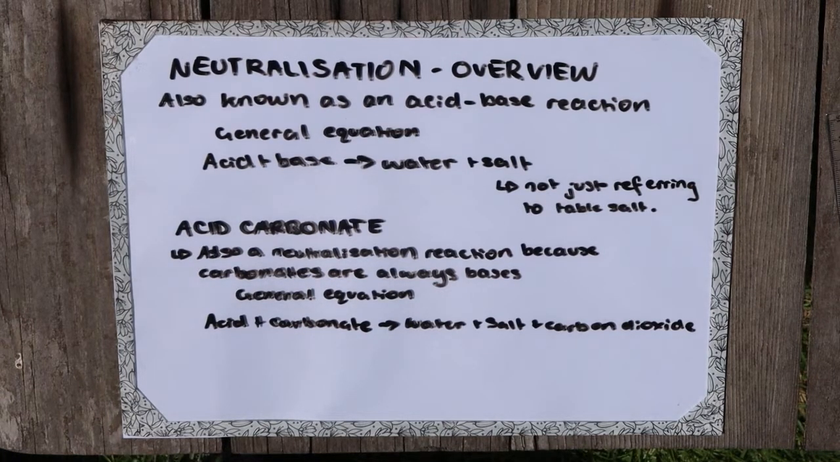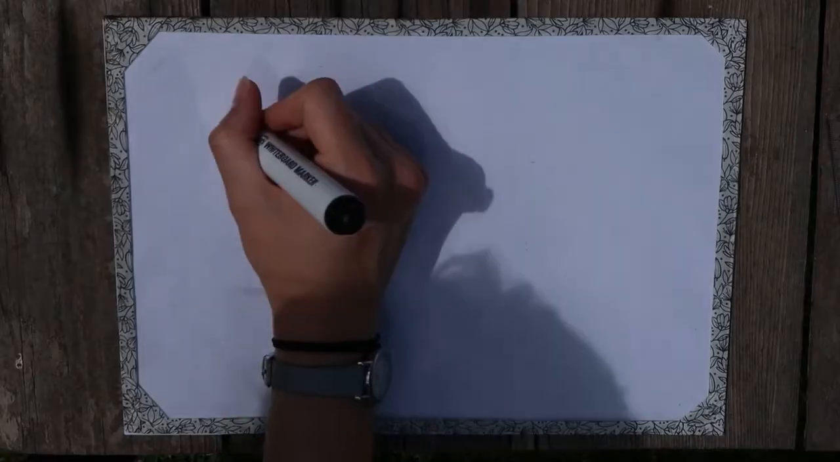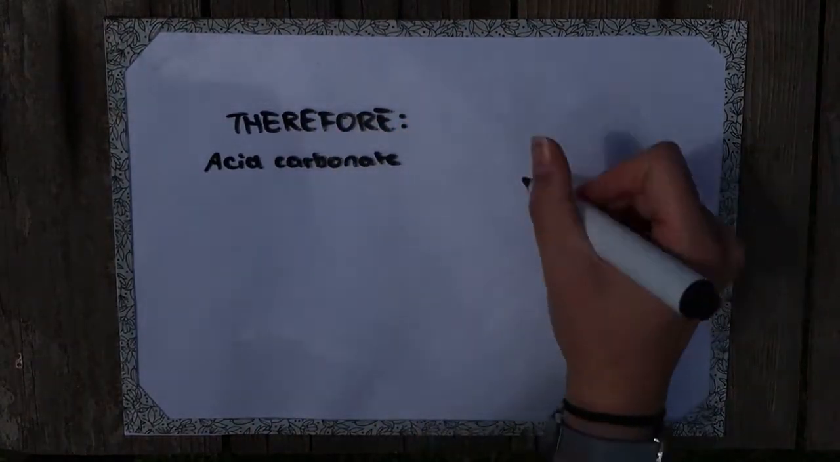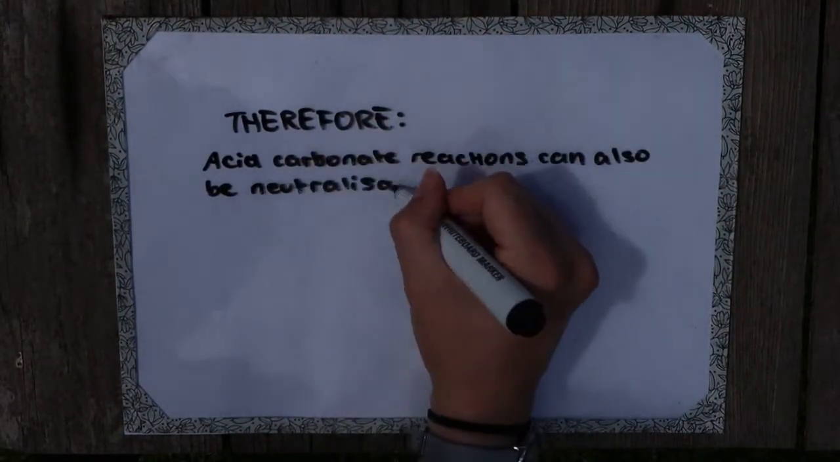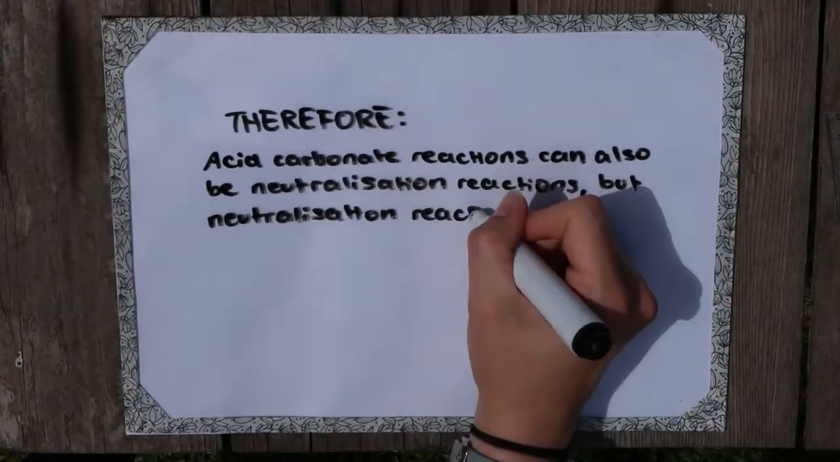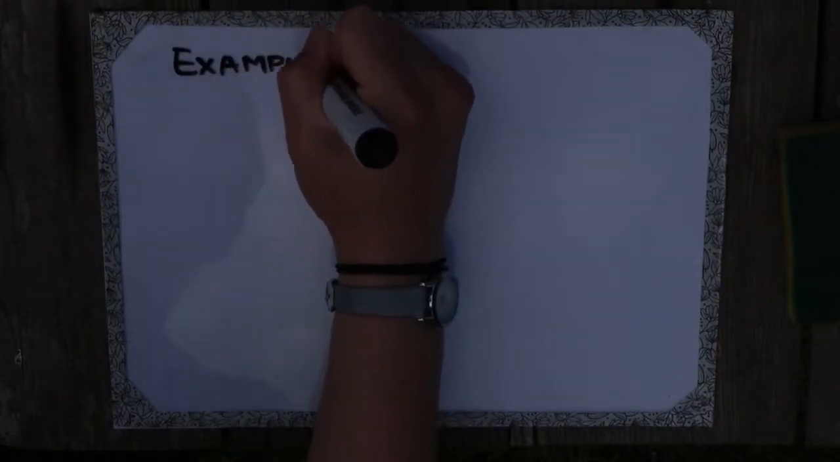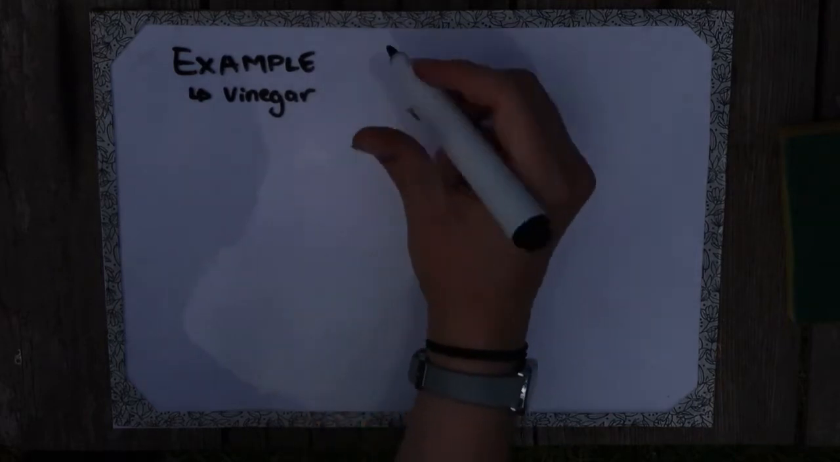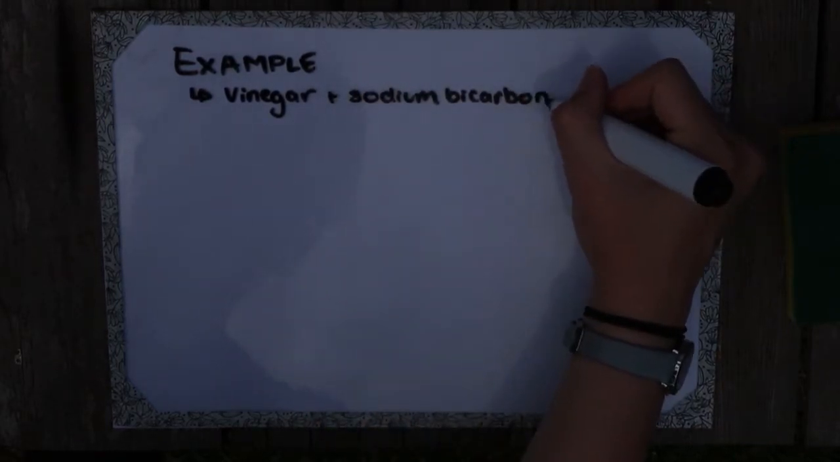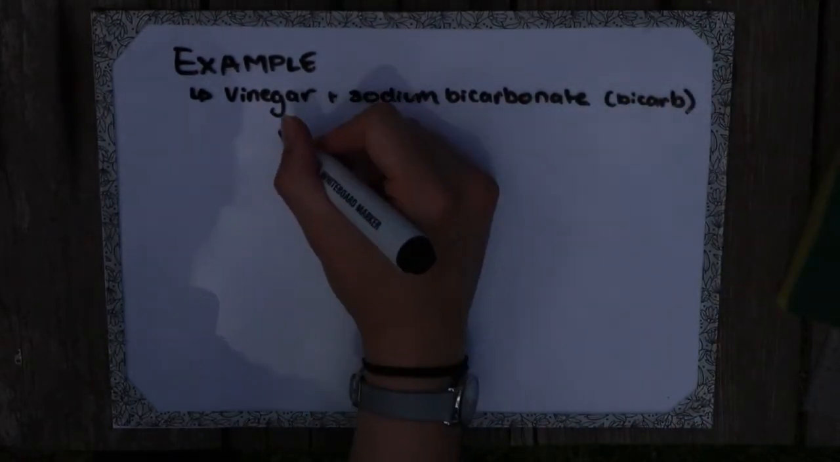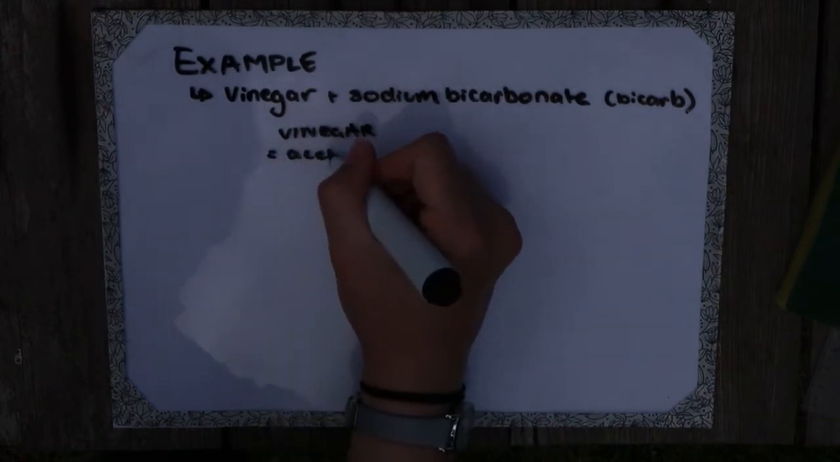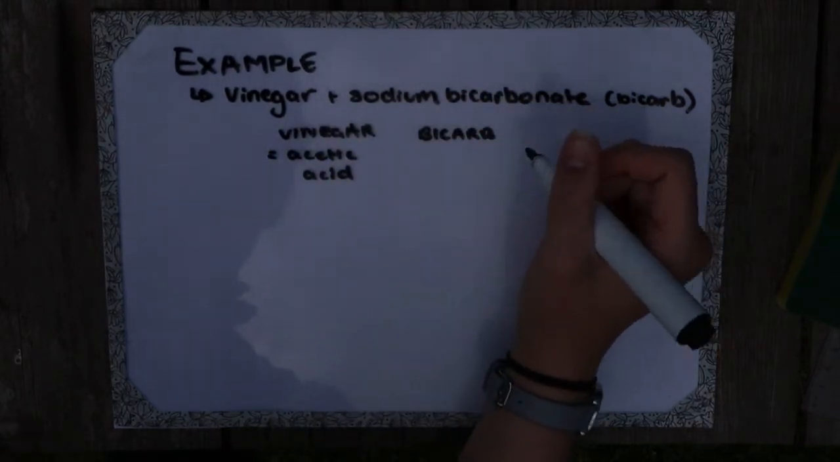This shows that the result is very similar. The only difference is the additional formation of carbon dioxide gas from the carbonate. Therefore, acid-carbonate reactions can also be neutralisation reactions, but neutralisation reactions cannot be acid-carbonate reactions. For this reason, the common reaction between vinegar, which is actually acetic acid, and baking soda, or sodium bicarbonate, can be described as both a neutralisation and acid-carbonate reaction.